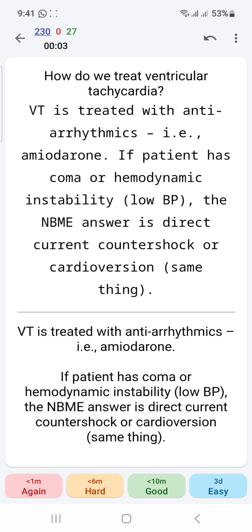Amiodarone. If the patient has coma or hemodynamic instability, low BP, the NBME answer is direct current counter shock or cardioversion, which is basically the same thing. VT is treated with antiarrhythmics, that is amiodarone.